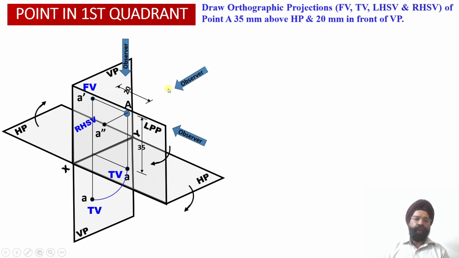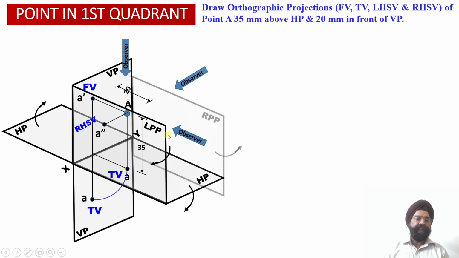So the observer looking at this object from the right side will be obtaining the right hand side view projection A double dash of this point onto the left side profile plane, at a distance of 35 millimeter above the horizontal plane and 20 millimeter from the vertical plane over here. This way, the right hand side view projection of this point has been obtained onto the left side profile plane over here.